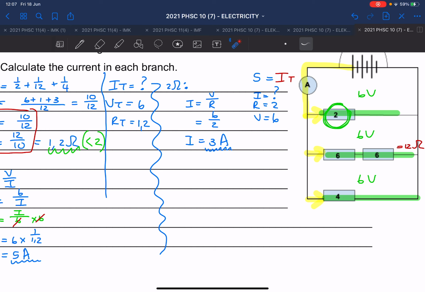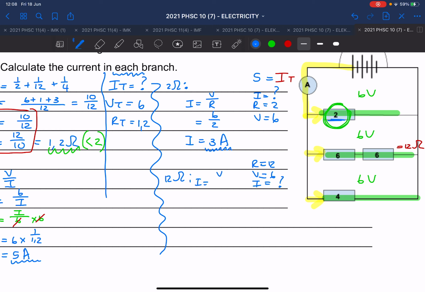Okay, right. So we looked at the 2 ohm resistor. Now we want to look at the 12 ohm resistor, because they are for each branch. So we must look at each one. So the resistance is 12. The volts will be what? For that one. 6. And we want the current, that is the question.